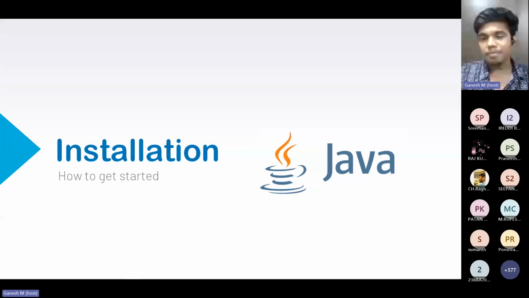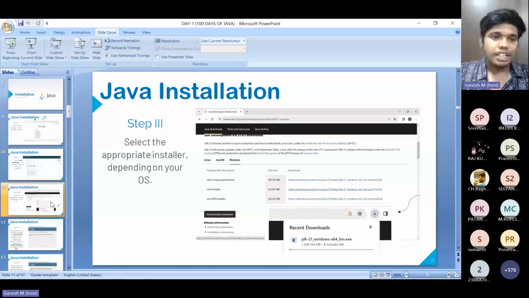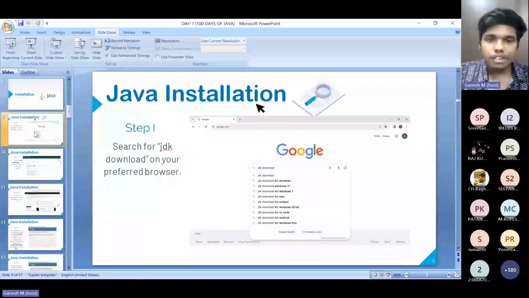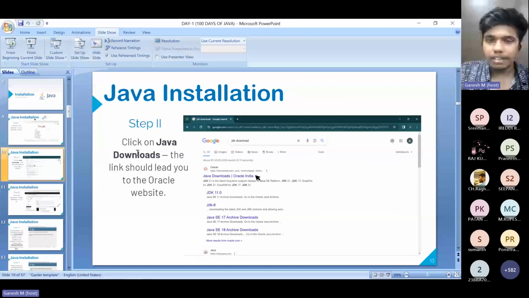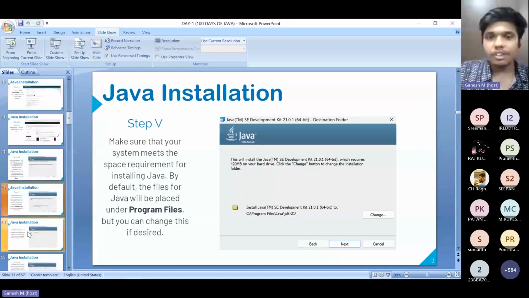Let's get started. Before we learn Java, we need to install Java. For that, we need to install the JDK. JDK stands for Java Development Kit. You can just search for JDK and you'll get an Oracle website. Oracle officially owns Java for now. You can install Java for Windows or any version as you require.